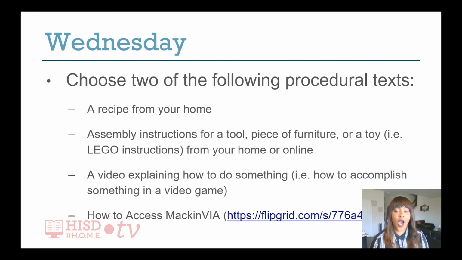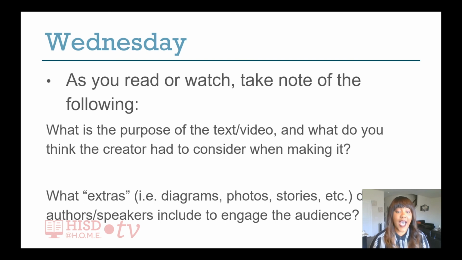On Wednesday, we want you to choose two of the following procedural texts. You can choose from a recipe that you find at home, assembly instructions, perhaps for a piece of furniture or a toy, or even something that you find online, a video explaining how to do something, or even how to access Mac and Via. As you're reading or watching, take note of the following. What is the purpose of the text or video, and what do you think the creator had to consider when making it? What extras, like diagrams, photos, or stories, could the authors or speaker include to engage the audience?